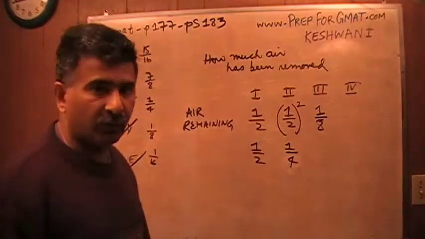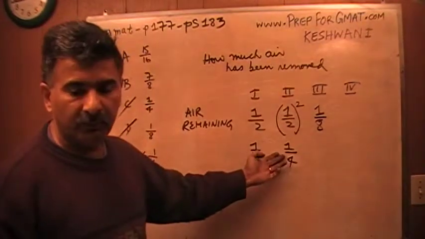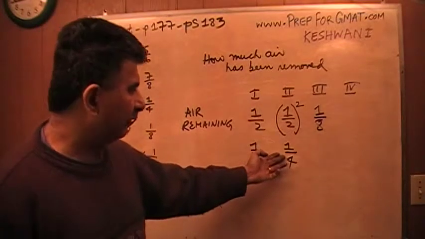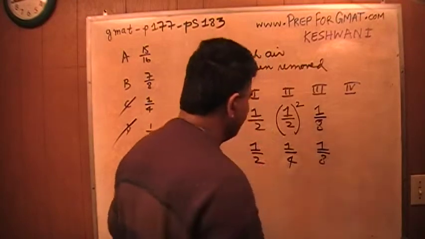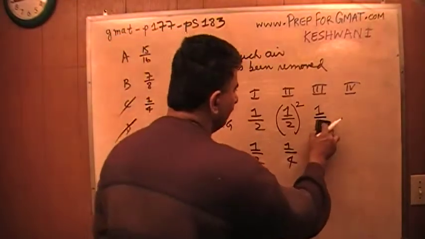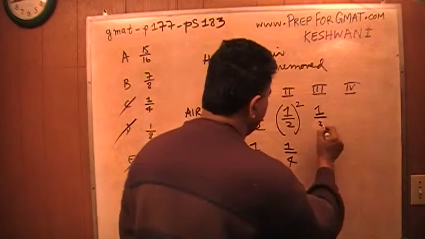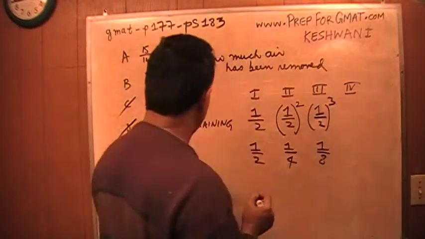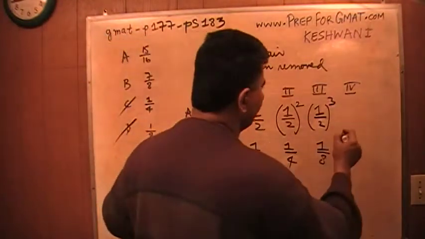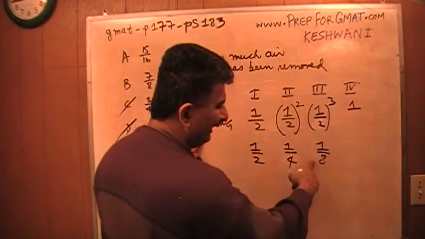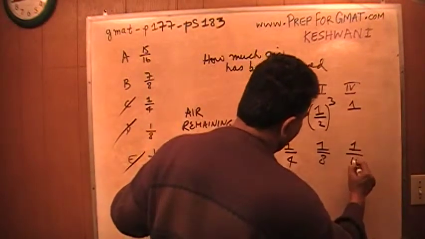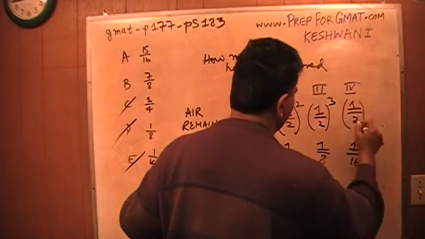When I do the third stroke, I'm going to remove half of that amount. Half of 1/4 is 1/8. So if I remove half, the air remaining is just 1/8, which basically is 1/2 to the third power. The amount that is going to be remaining in the tank after the fourth stroke is going to be half of this amount. Half of 1/8 is 1/16, which is basically 1/2 raised to the 4.